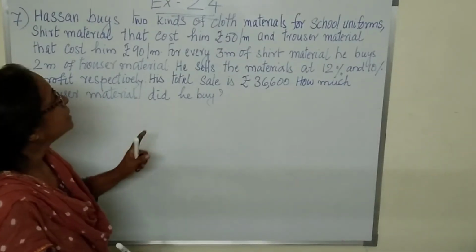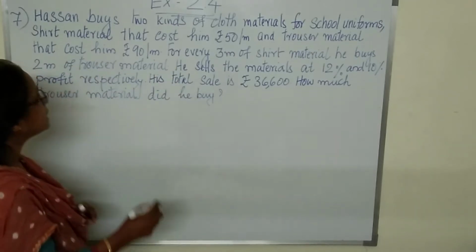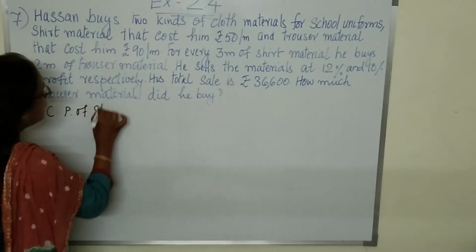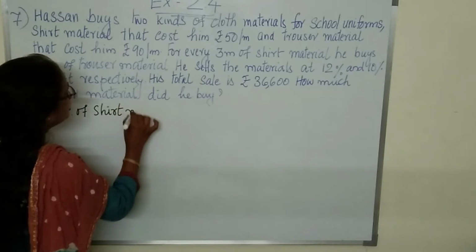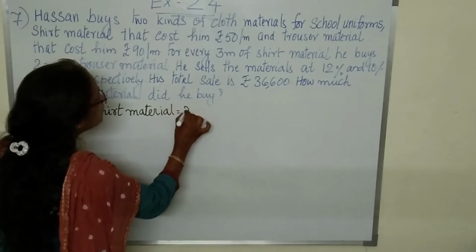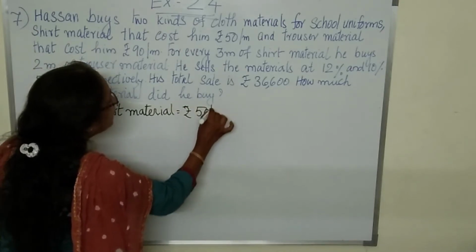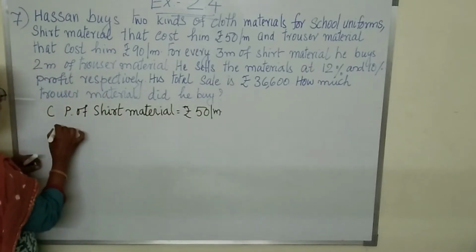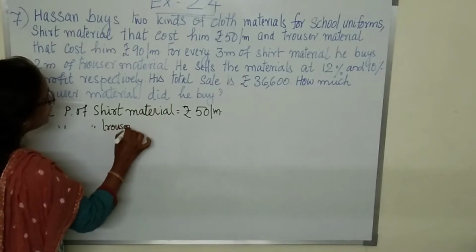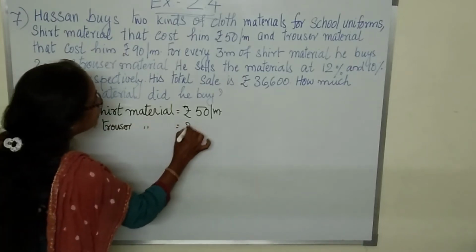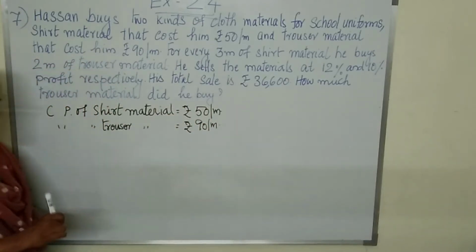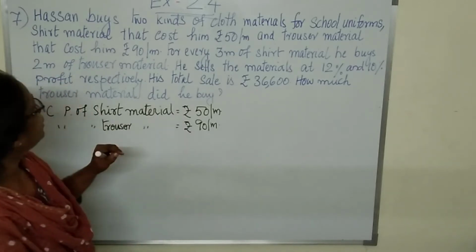The cost of shirt material is rupees 50. So the cost price of shirt material is rupees 50 per meter, and the cost price of trouser material is rupees 90 per meter. This is given in the question. Now what is the other condition that is given?